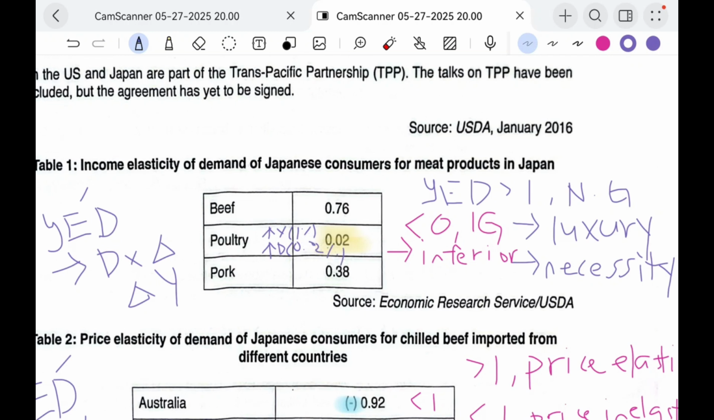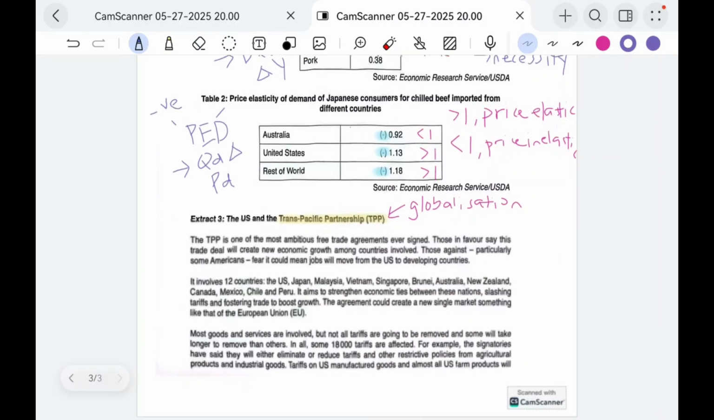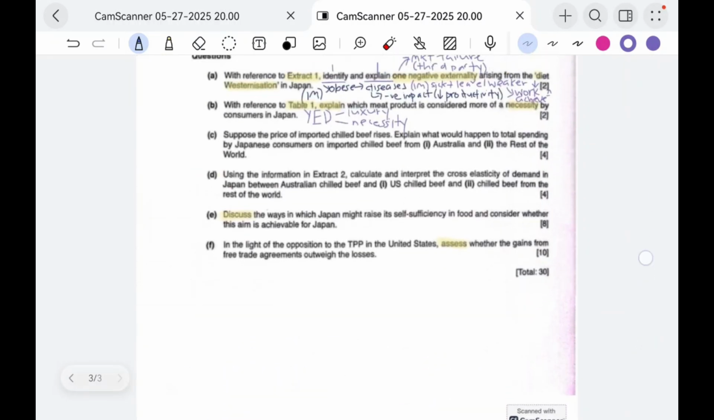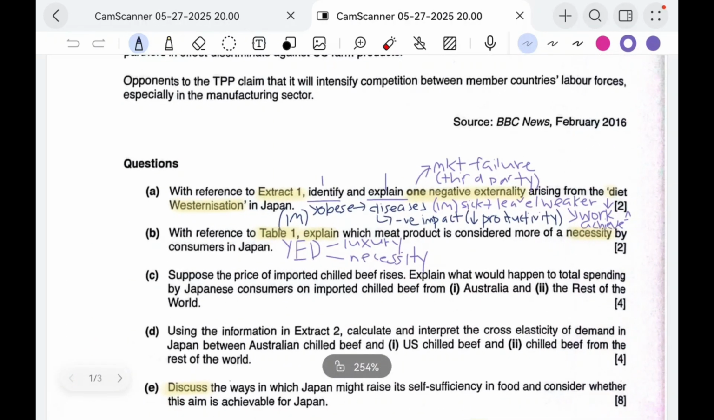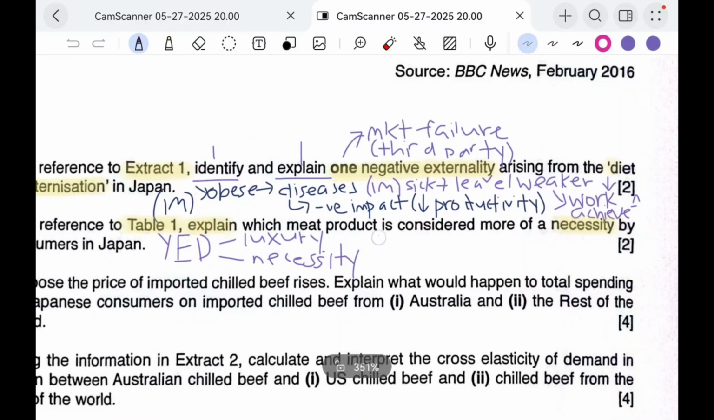which means that even if you are more rich, you don't increase the demand for poultry so much because you already have eaten it, or there is just this limit that you can eat for poultry. So your answer would be the meat that Japanese perceive as necessity should be your poultry, because you have to explain and identify first. So you have to identify first. So your 1 mark should be identifying the meat, which is poultry.